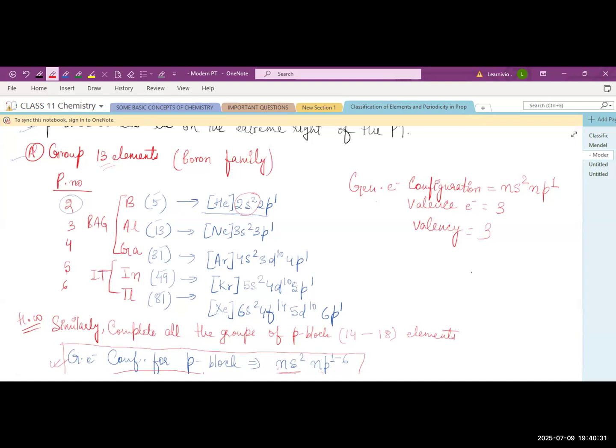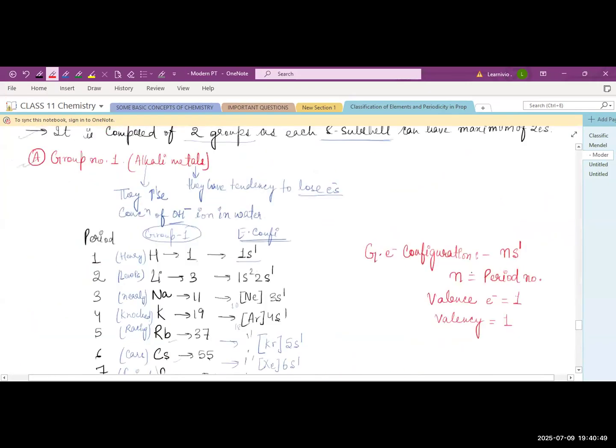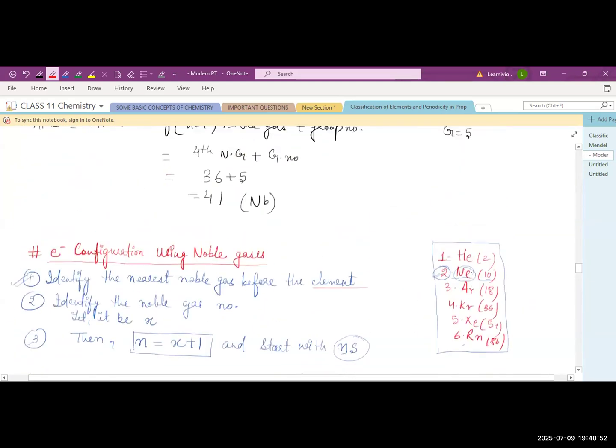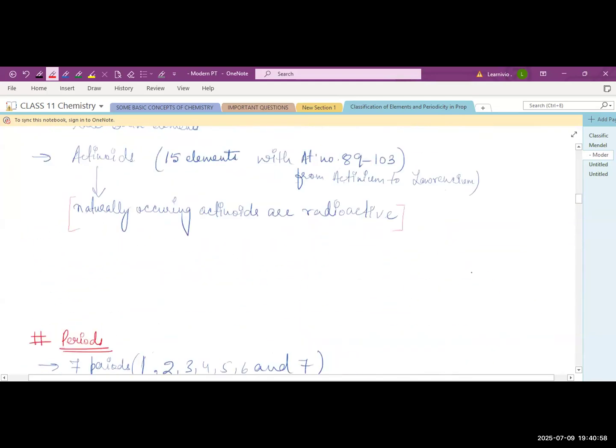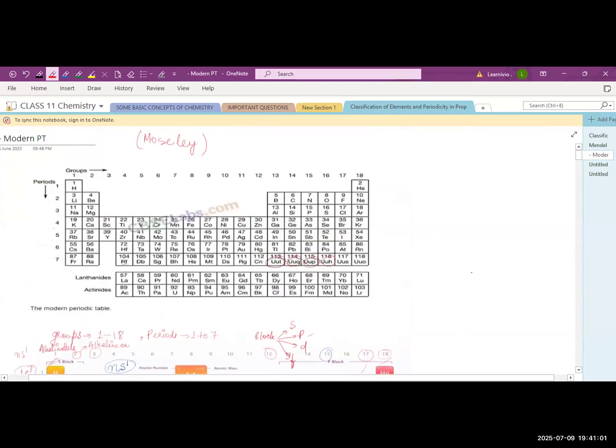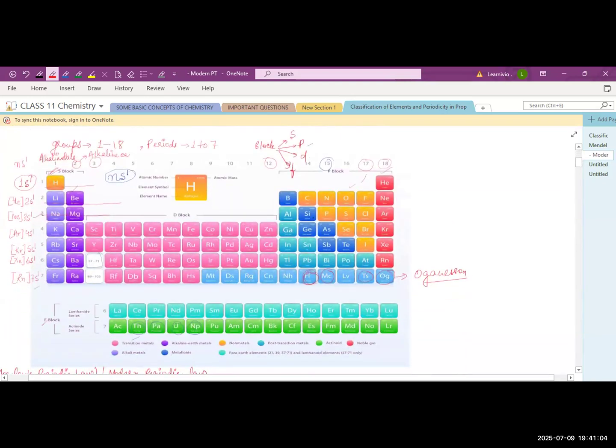Okay, for group number 14, first write down the elements, all the elements, period number, and write down the noble gas configuration. And after writing the noble gas configuration, we will check what is the general electronic configuration and valency and valence electron. Okay, so just write down. If you don't remember, you can see the periodic table from here. Okay, so you can write for group number 14.